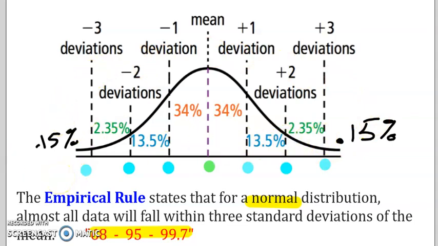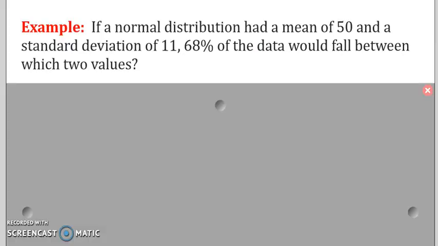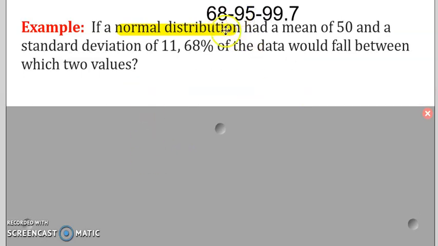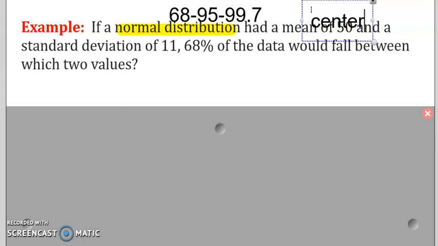Hint, hint, hint. All right, so let's see an example here, shall we? We have a normal distribution. That tells me I'm allowed to use the 68, 95, 99.7 rule. And yes, I realize you can't see this right now because it says normal distribution. So awesome. It says it has a mean of 50. Well, mean is going to be at the center of my graph. So we're going to be centered up at 50. And then it says my standard deviation is 11.